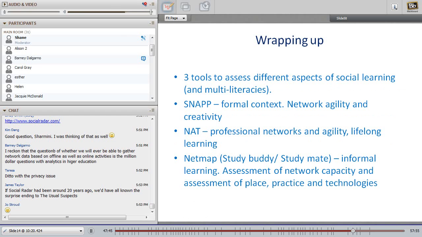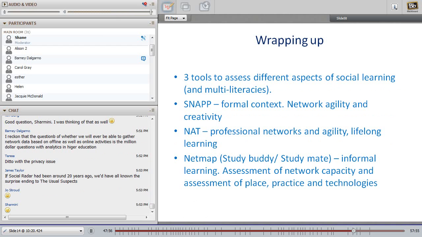So we looked, just very quickly, at 3 tools to assess social learning, the interactions and the multi-literacies. We looked at SNAPP, in the formal context, with which you could start to look at network agility, especially where we did a study on creativity and mapping creativity. Martin's tool and his work looks at professional networks, agility and lifelong learning, how people are actually building that up again in a process view, and NetMap, and just a little stop.